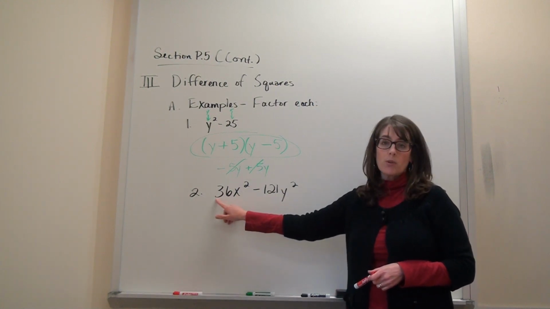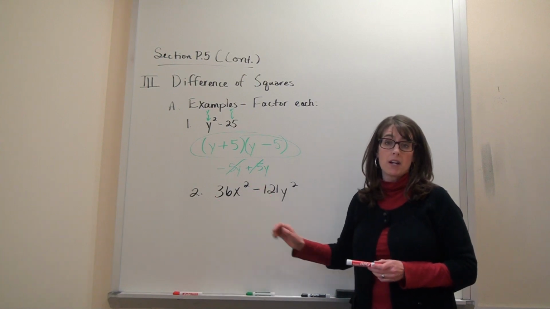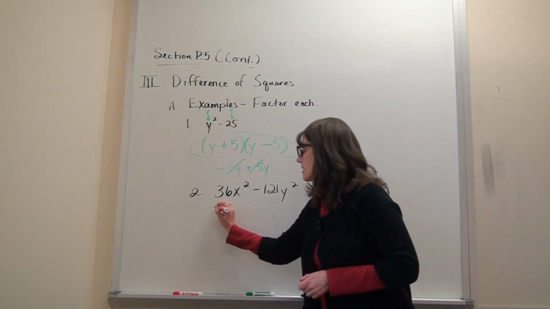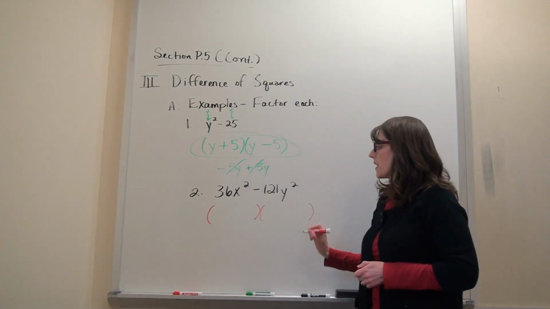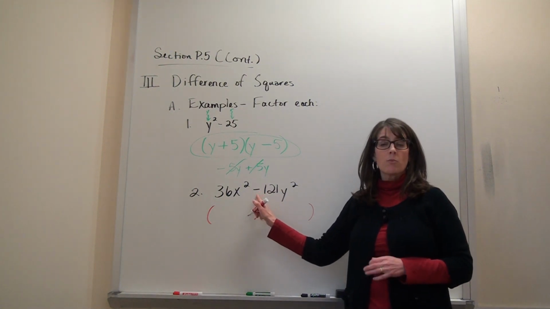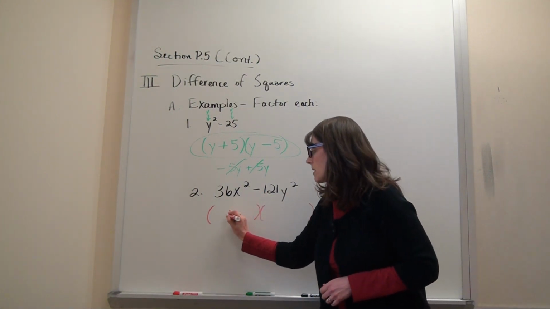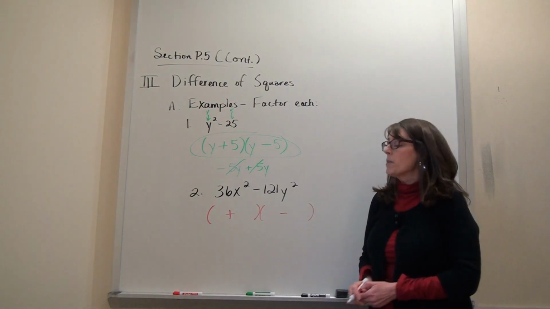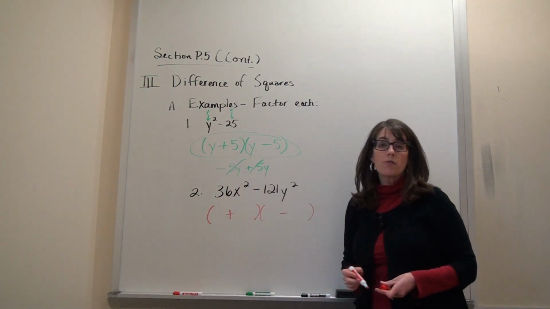That 11 won't go into a 36, so there's nothing common that I can divide out. So I'm going to head to that double parentheses. And remember, this back sign here, being that it's a minus, tells me that these are going to be opposite signs. Now I'm going to take this first term and split it up into the first slots.